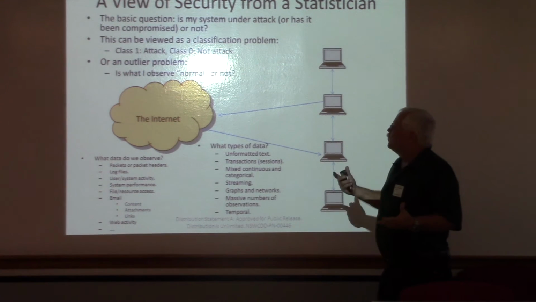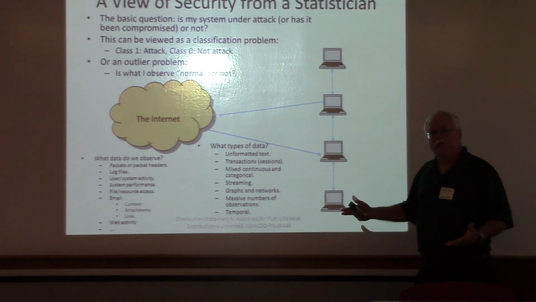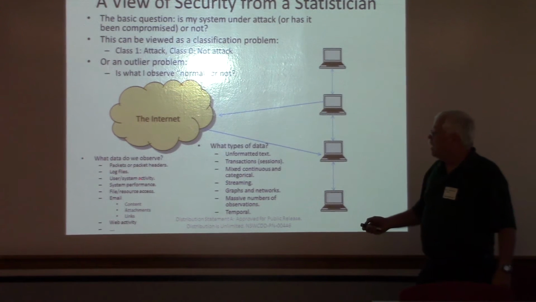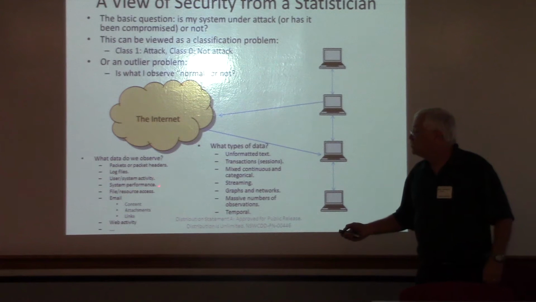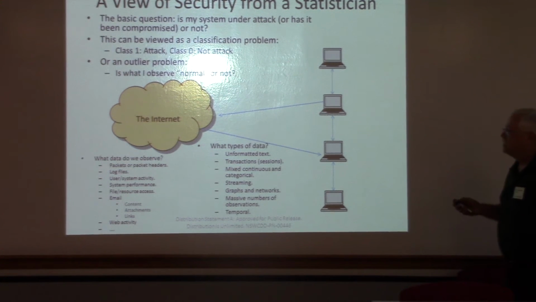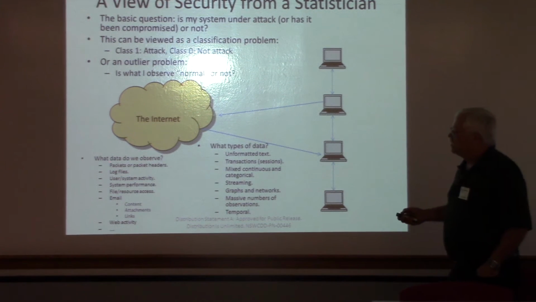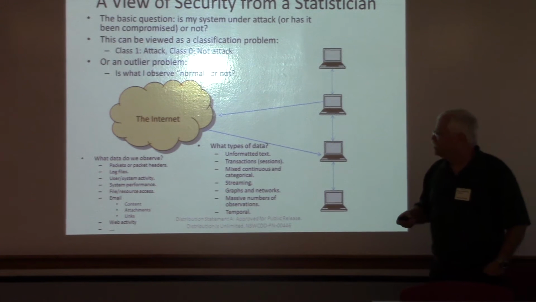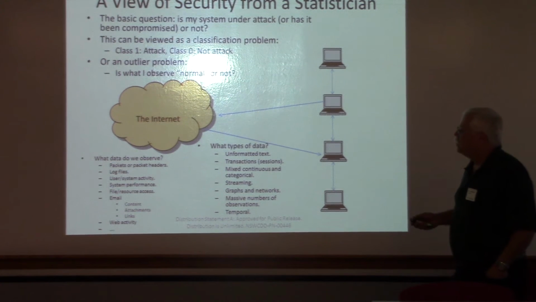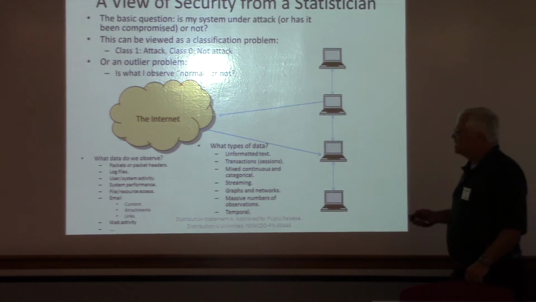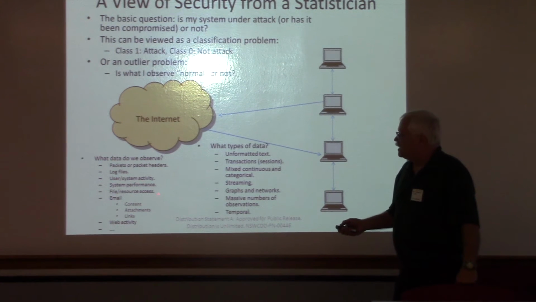And so, what are we going to do? I'm going to collect data, possibly packets or packet headers, log files, maybe user or system activity. Somebody mentioned masquerade detecting. You might look at the applications the user uses or the things they type at the keyboard. You might look at system performance. If my system is acting a little weird, maybe that's evidence that something bad's happening.